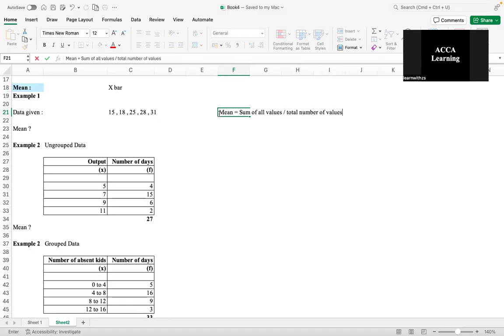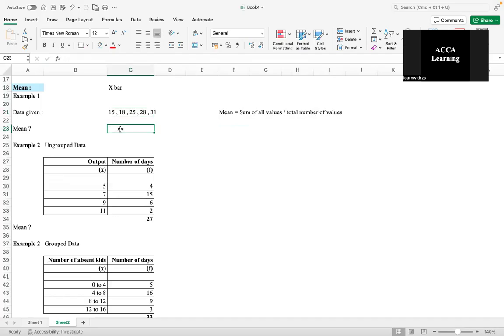For example, if we look at this example, you could see there are 5 numbers in front of you: 15, 18, 25, 28, and 31. What you have to do is get the sum of all these values divided by the number of total values. So that would be 15 plus 18 plus 25 plus 28 plus 31, divided by 5, since there are 5 values in the set, which gives you an answer of 23.54, right?